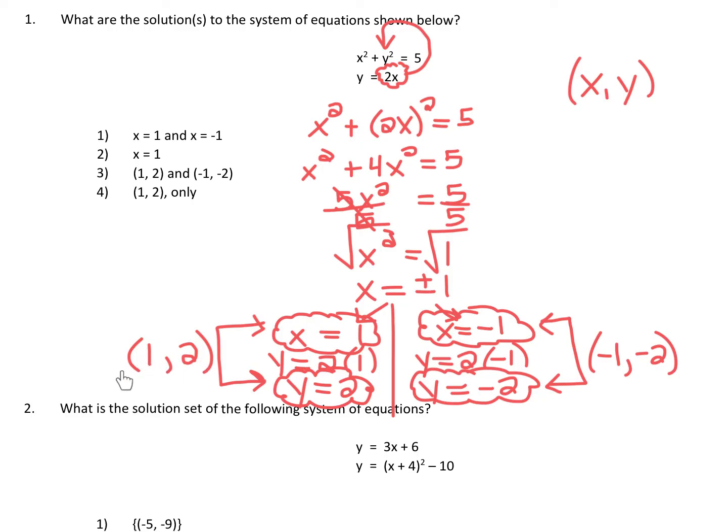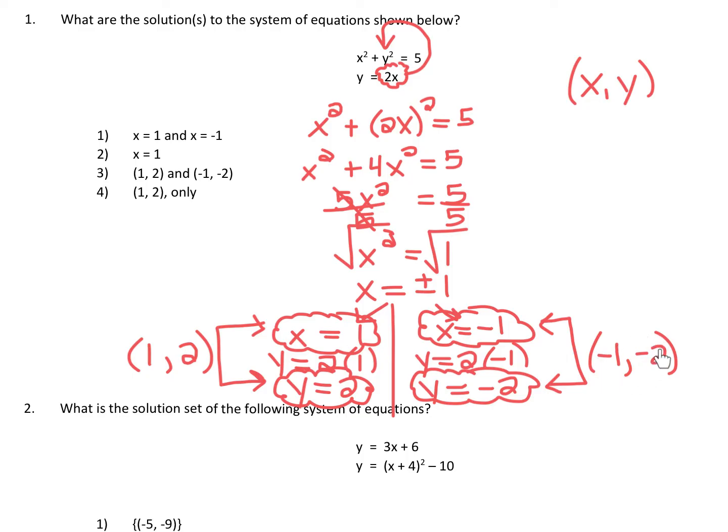If you were to take this coordinate, 1 comma 2, and plug in 1 for x and 2 for y, watch, I'll show you. 1 squared plus 2 squared equals 5. That's true. 1 squared is 1, 2 squared is 4, and 1 plus 4 equals 5. And then if I check it in this equation, if I substitute the 1 for x and the 2 for y, 2 is equal to 2 times 1. So this checks. So this is one of our answers.